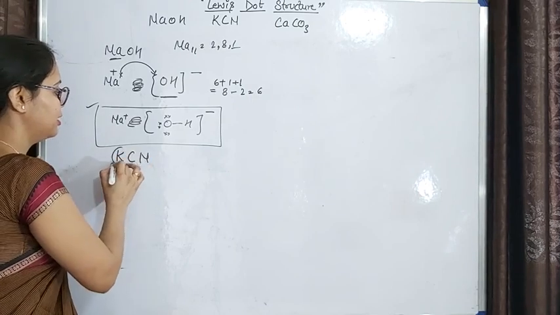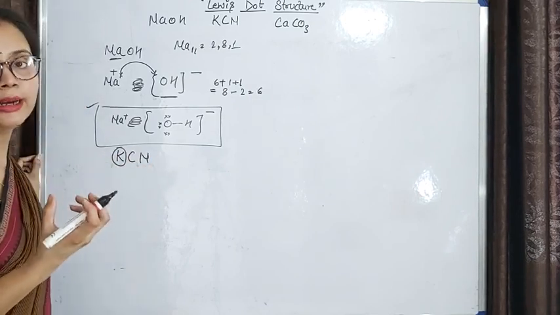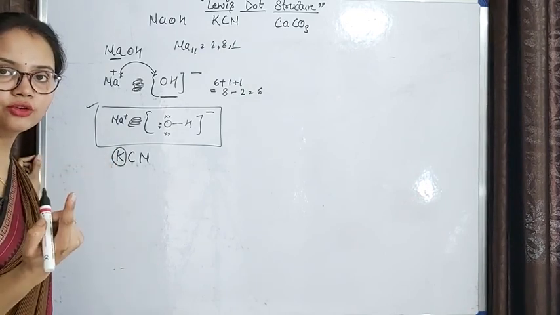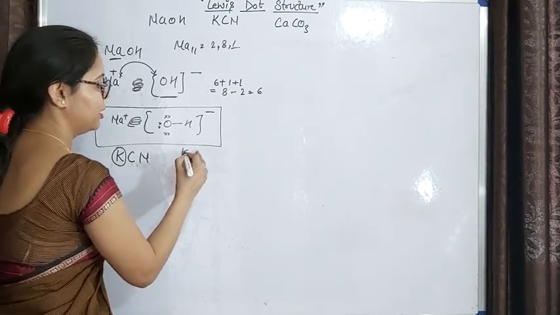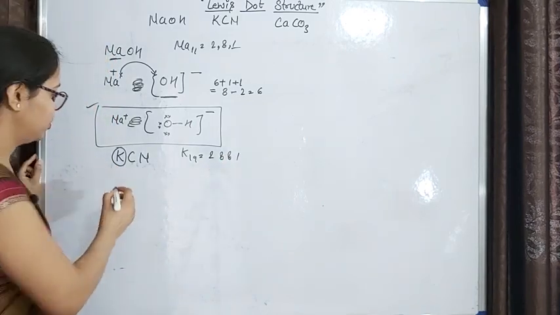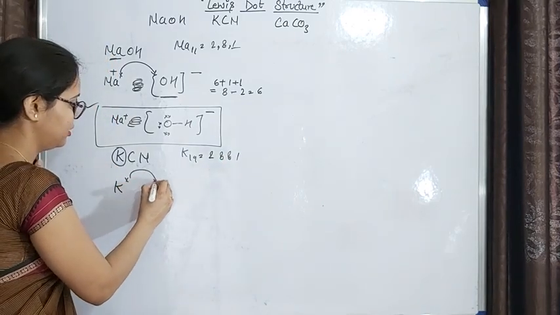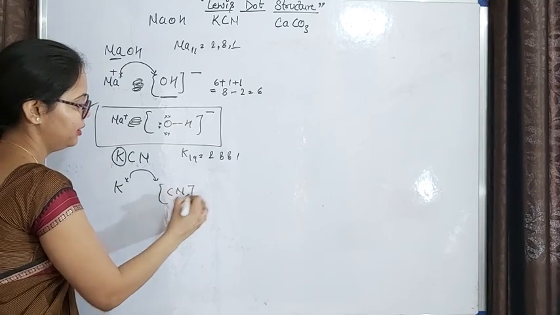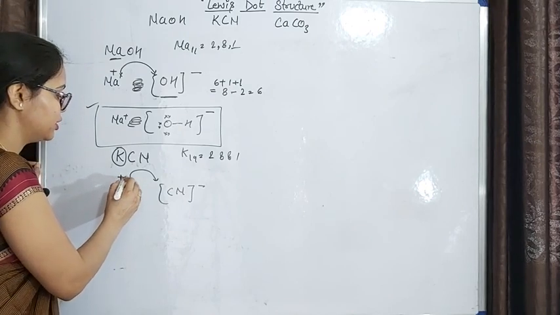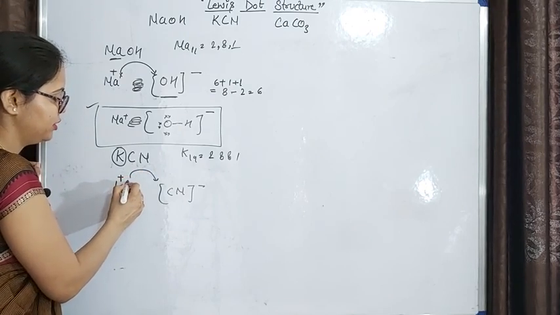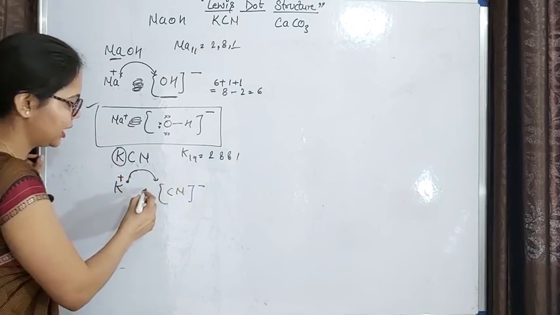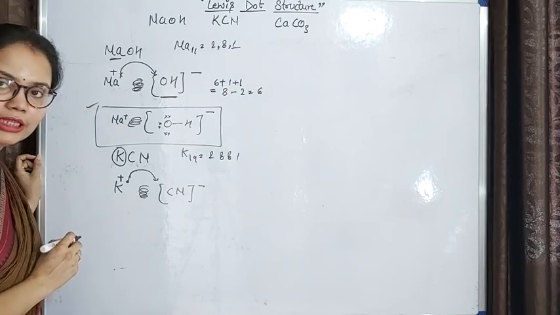KCN. Again here potassium has metallic character, so it will lose its electron. It has only one electron in its outermost shell, 19: 2, 8, 8, 1. This electron CN will take, and a negative charge will appear here, and here we will show a positive charge. This is the electron which potassium is donating. Now because of this positive and negative charge, again an electrovalent bond will form between these two.